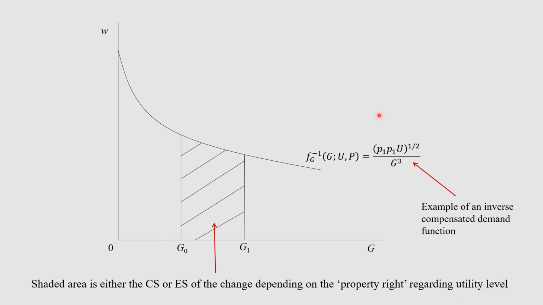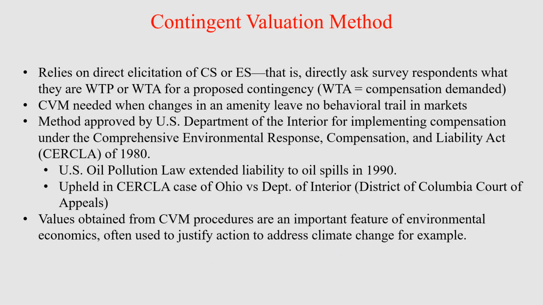And this is an example, if you work it through the economic theory, and that's why economic theory in this case is so important, that this enables you to identify an inverse compensated demand function. So how do we go about determining what the equivalent surplus or the compensating surplus is going to be? Well, we have to rely on direct elicitation.